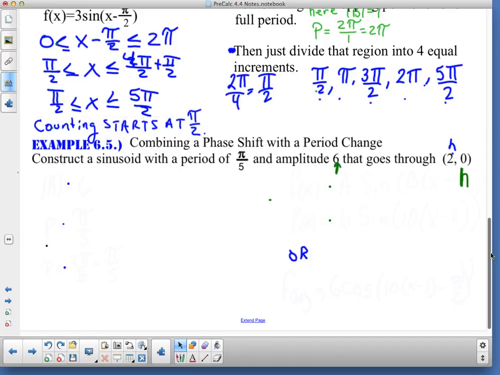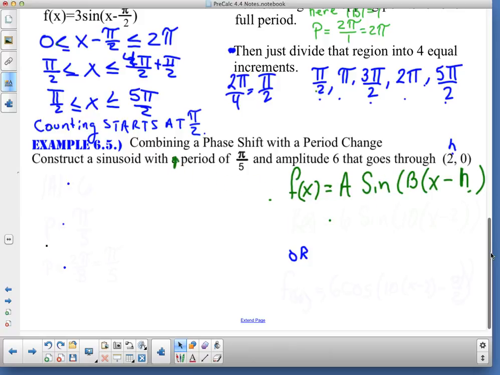And then amplitude is 6 that goes through 2, 0, which is going to be our H, and 0. And what I'm doing is I'm looking at something like this. It could be sine or cosine, but because it's 2, 0, it stays on the axis. I'm going to help myself out, and I'm going to use sine because it goes through 2, 0, so I'm just going to have it start at 2, 0.